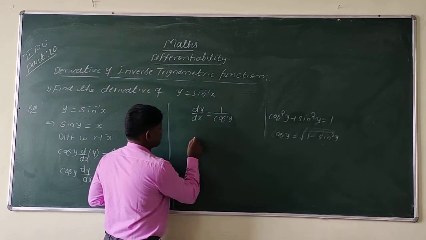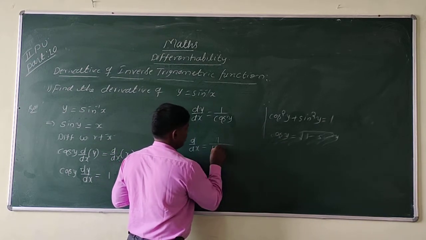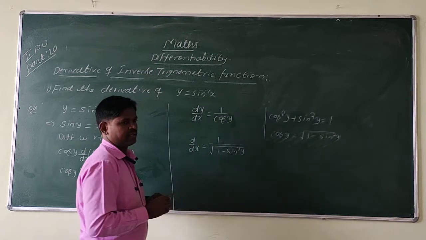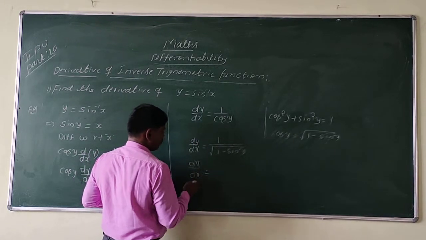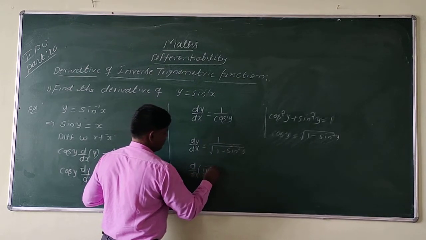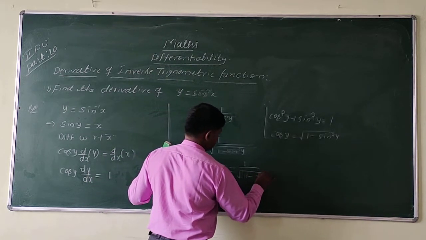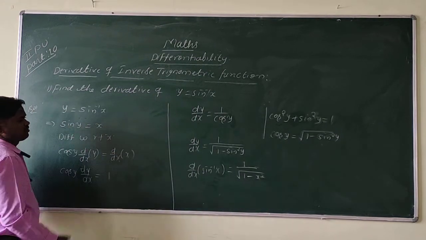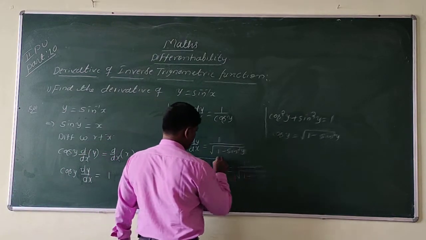So dy by dx is equal to 1 by root of 1 minus sin square y. Since sin y is equal to x, the derivative of sine inverse of x is 1 by root of 1 minus x square.